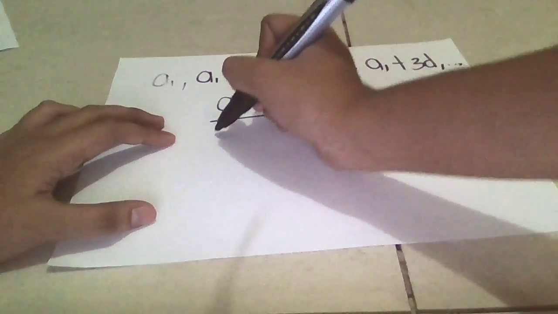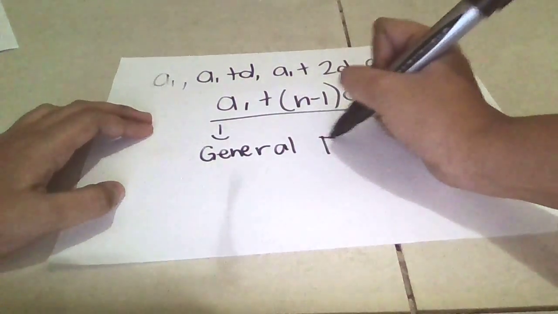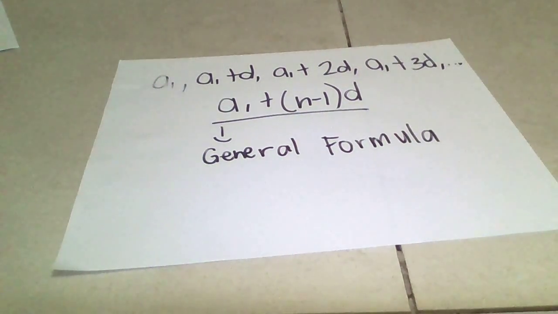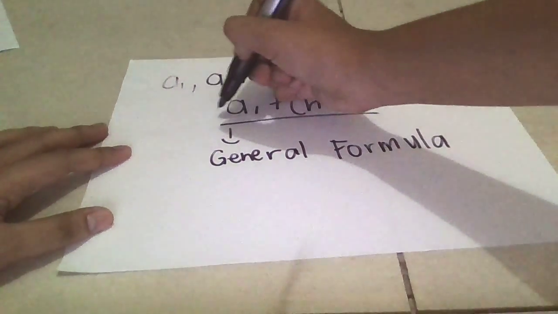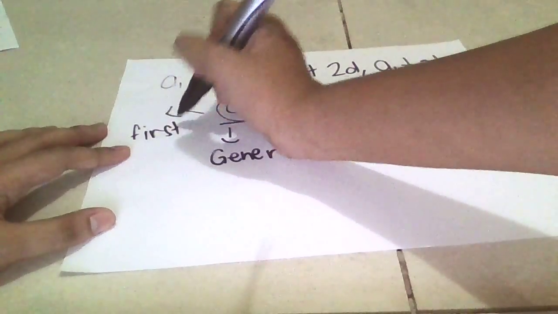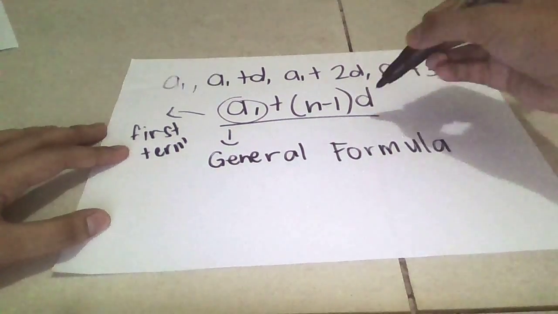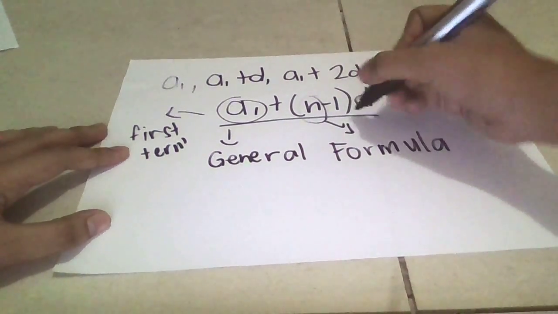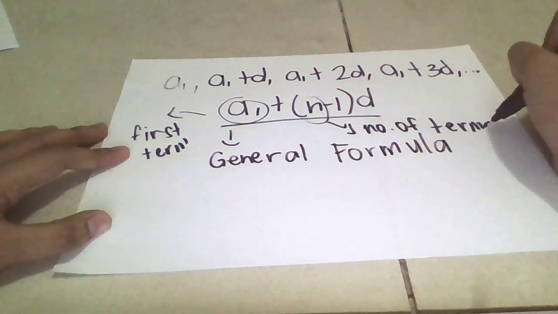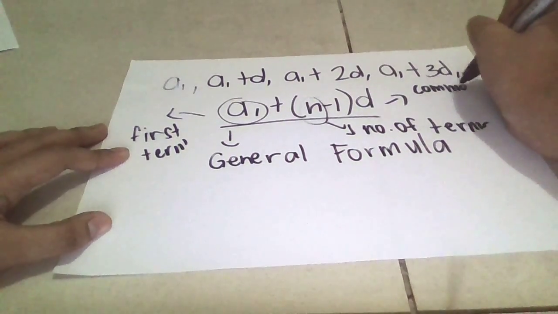So this is the general formula of the arithmetic sequence. a sub 1 is the first term of the sequence, n is the number of terms, while d is the common difference.